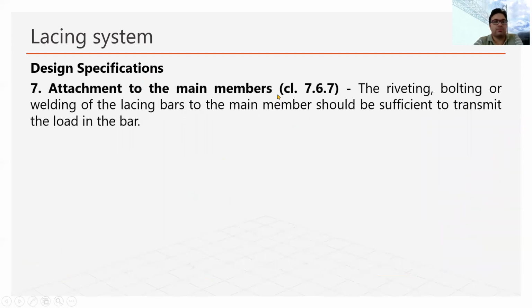Now coming to the 7th point, attachment to the main member. How do we attach the lacing system with the main member? Obviously we have two options: either we connect with the bolt connection or we connect with the welded connection, but still there are some specifications that we have to follow.